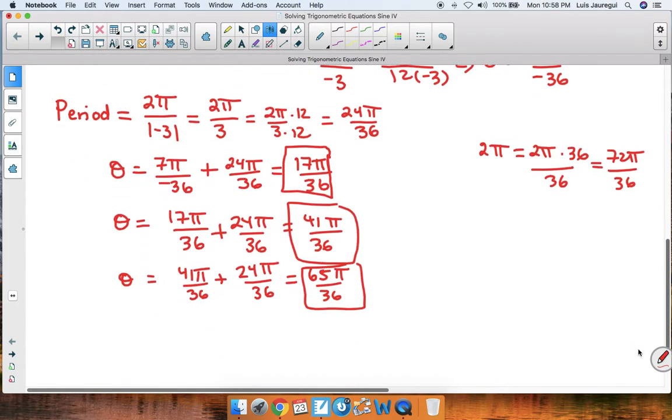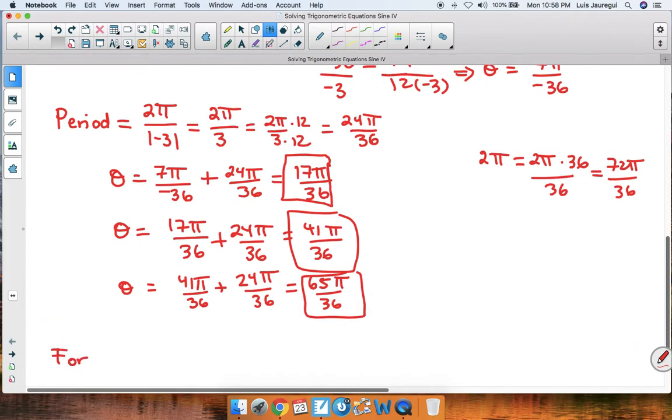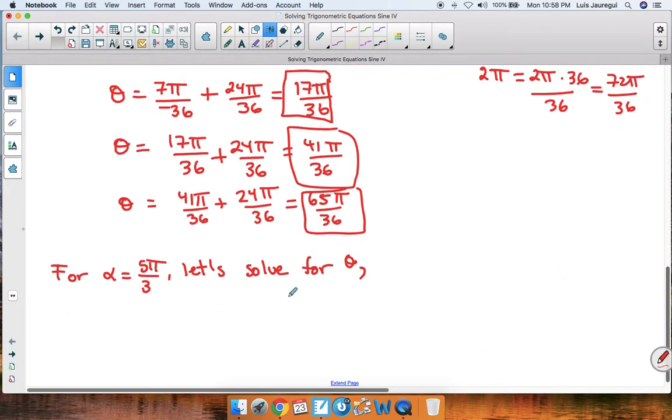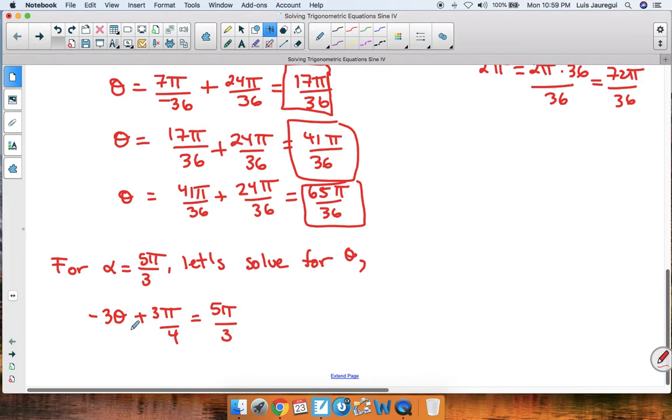Hence, we can say alpha equals 5 pi over 3. Let's solve for theta. In this case, alpha was equal to negative 3 theta plus 3 pi over 4. And that's your left-hand side, but your right-hand side is equal to 5 pi over 3. Now, we need to solve for theta. To do so, let's subtract the 3 pi over 4 from both sides.